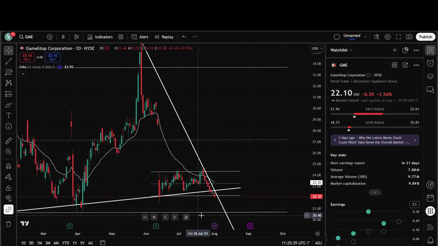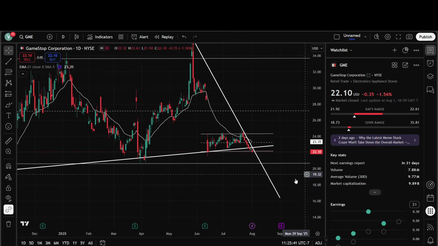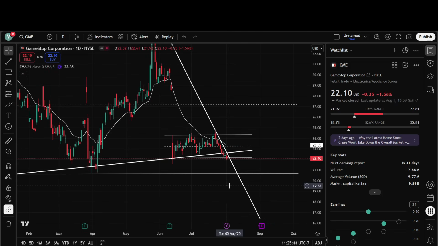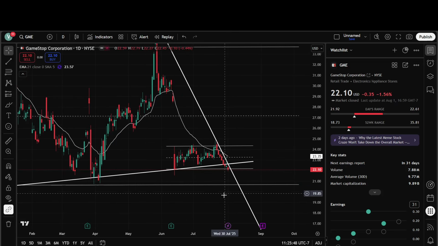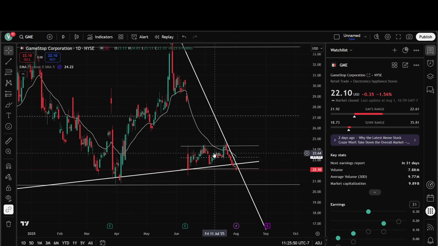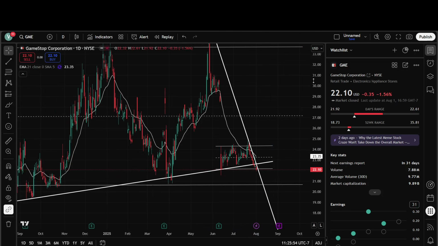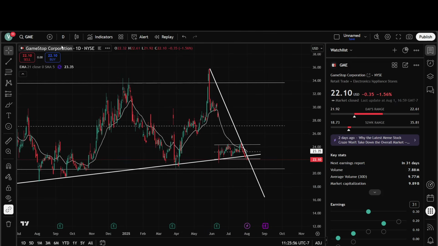They will be more obliged to buy, or obligated, or just stronger to buy at that level than right here. So small consolidation, looking like we're going to see a breakdown lower, and then we'll go from there. So that's all I have for GME on the daily chart.